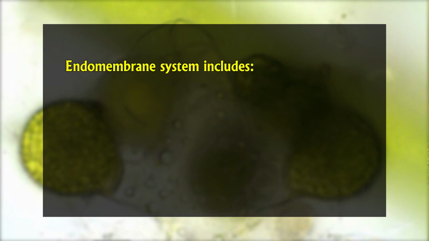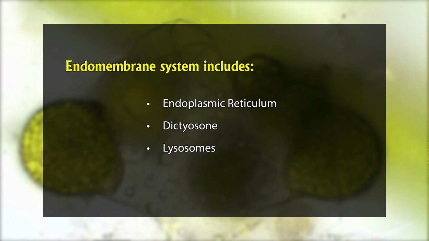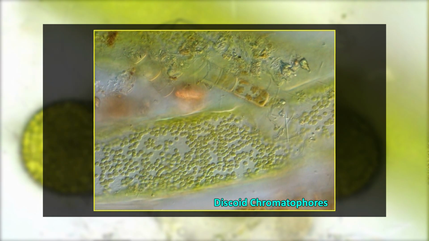Another important feature is their cells. The cells are eukaryotic, having plasma membrane, compartmentalized protoplasm and well-organized endomembrane system. Endomembrane system includes endoplasmic reticulum, dictyosomes, lysosomes, microbodies and other organelles. The chromatophores are discoid in shape and are numerous. The pyrenoids are absent or rarely present.